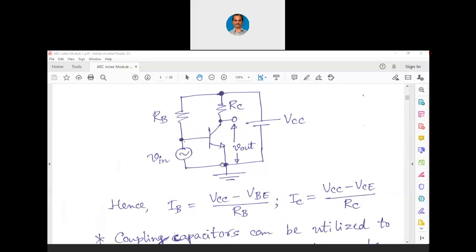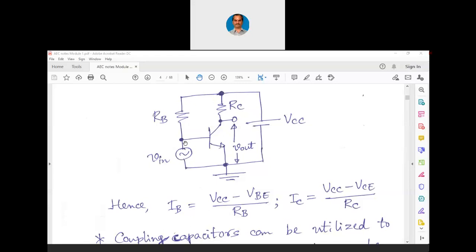So, the solution is what? We can connect a capacitor here in series. Later we will be seeing that circuit. When we connect a capacitor, the capacitor passes only AC, it blocks DC. You already know the formula for the reactance of the capacitor, X is 1 over 2 pi f C. So, for DC, frequency is 0.